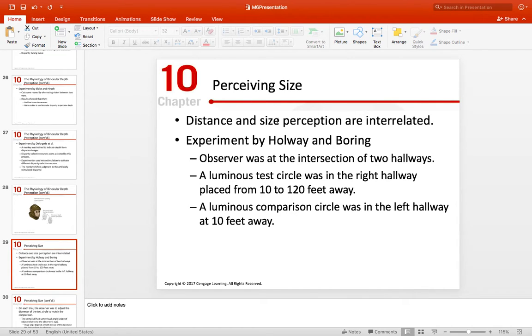What about size? Distance and size perception are interrelated. This is one of the points I made earlier. The theory goes that our visual system will judge the size of an object based on how far away we think it is. We don't just utilize the image on the retina, although that is also used.